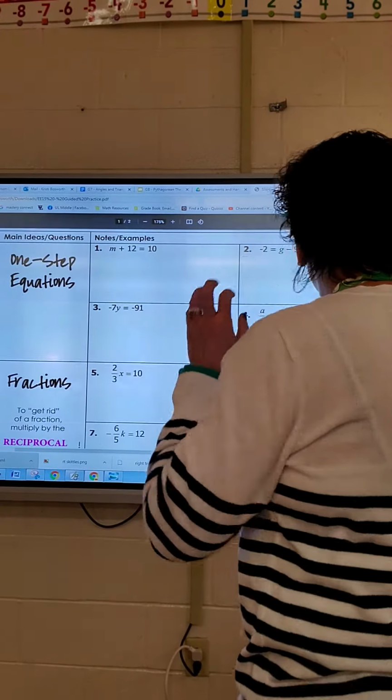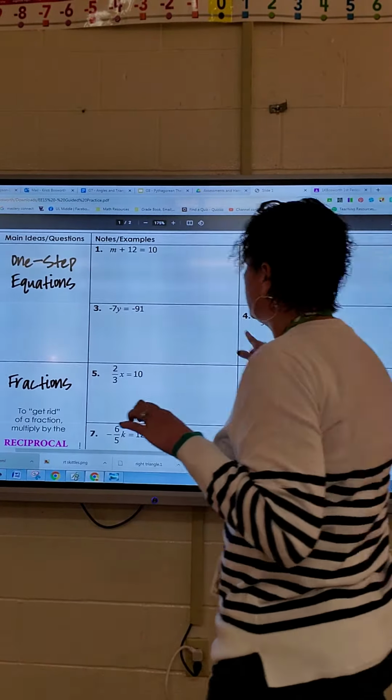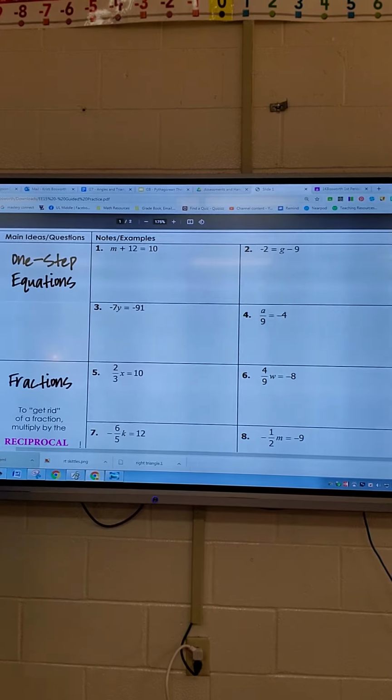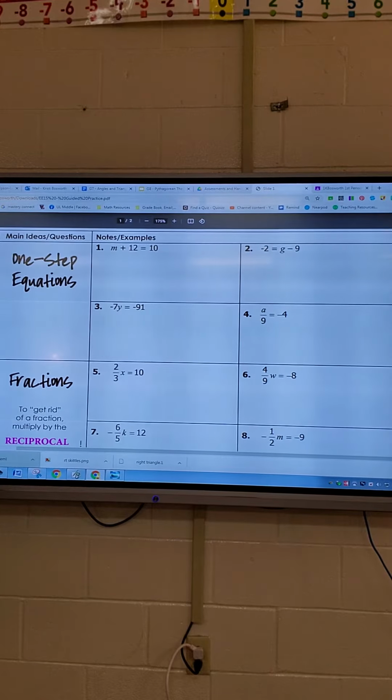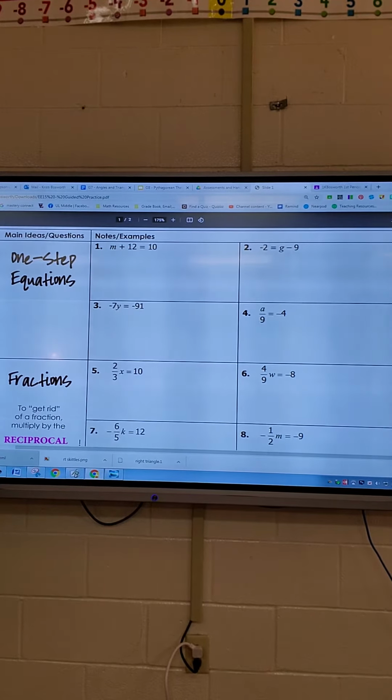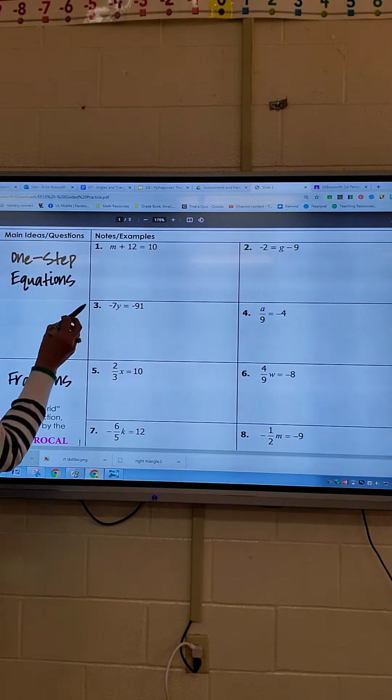Okay, let's keep talking about these equations. We're going to start off and review the one-step equations first. Step one in our one-step equations is to locate the expression. Where's our expression right here, on the right or the left? The left. Our expression's on the left.